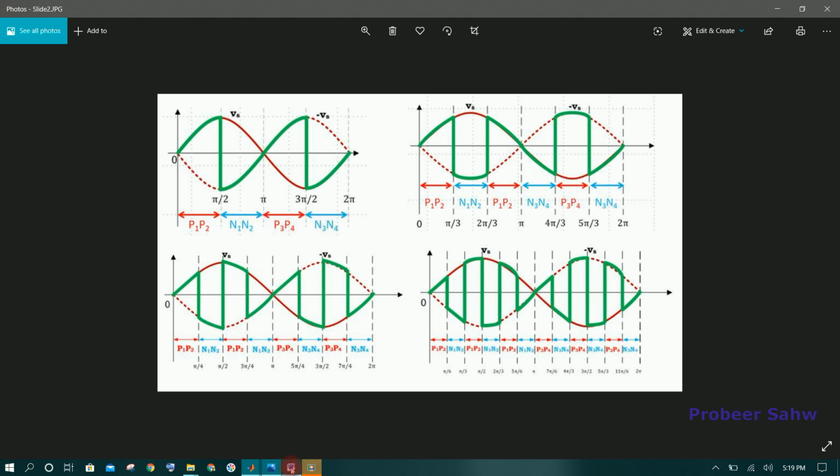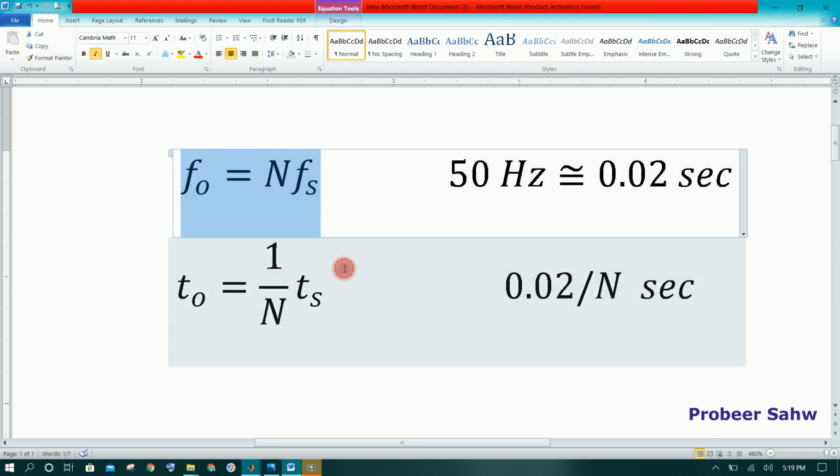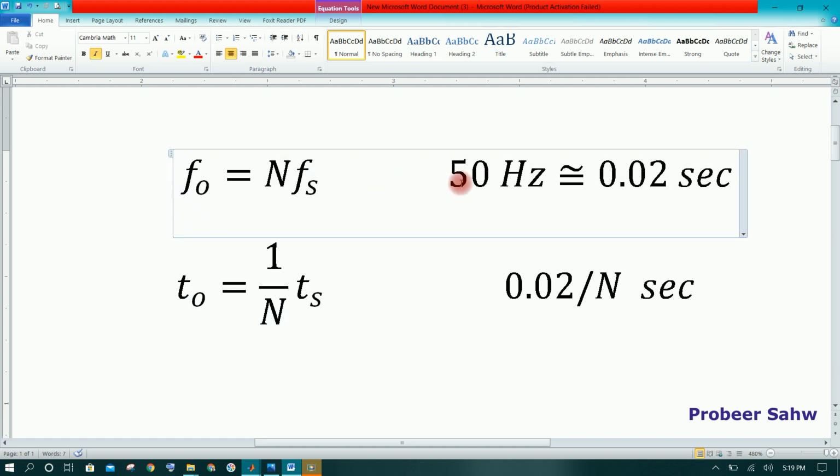Okay, so what I'm trying to convey is that in step-up cycloconverter, output frequency is n times the supply frequency. Therefore, the time period of the entire output will be 1 by n times the time period of the supply. So for a 50 Hertz supply, the total time period for the supply will be 0.02 seconds. So one cycle of input will be completed in 0.02 seconds.